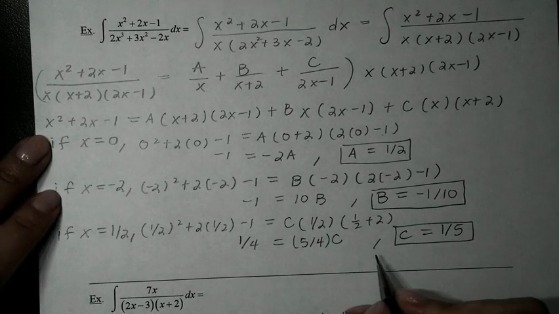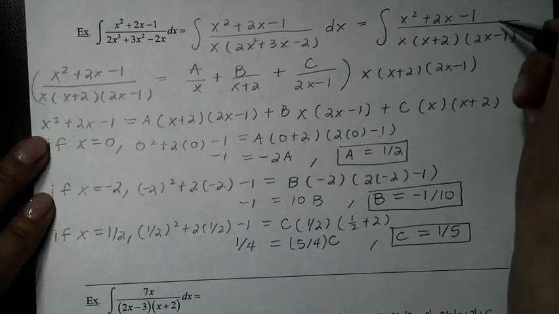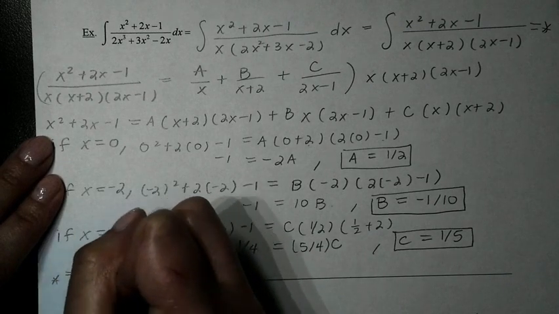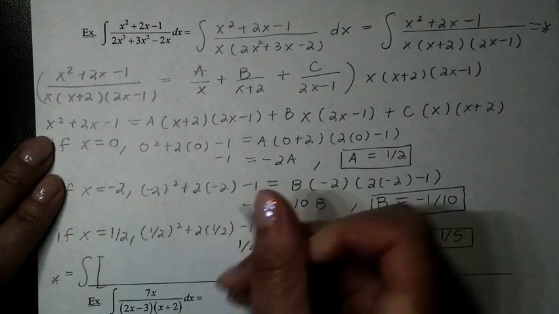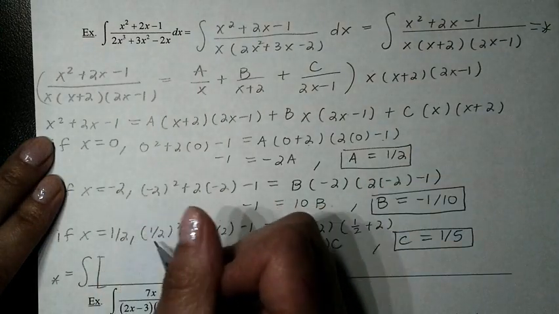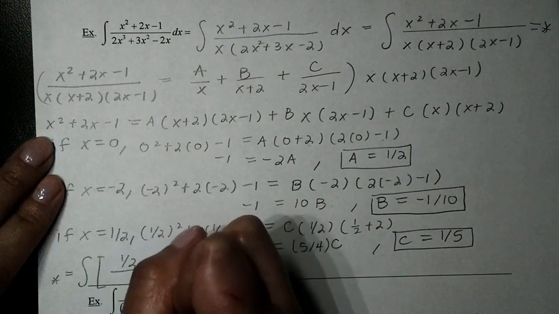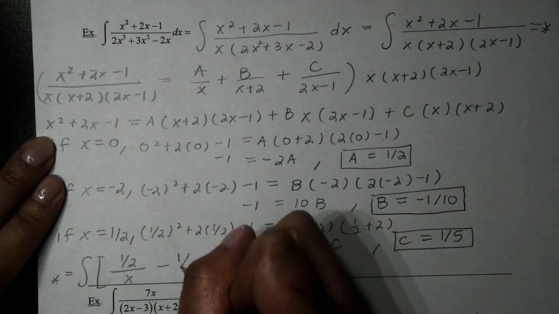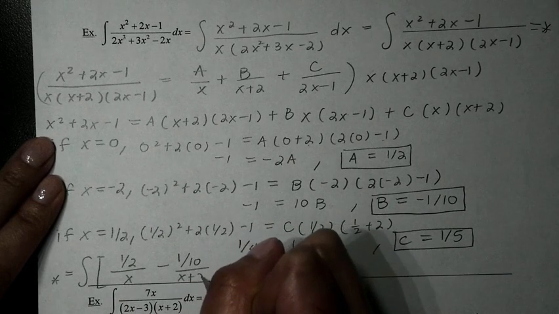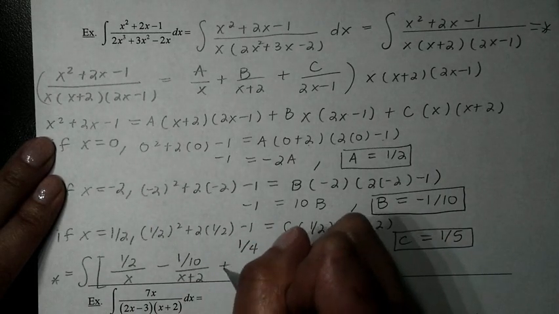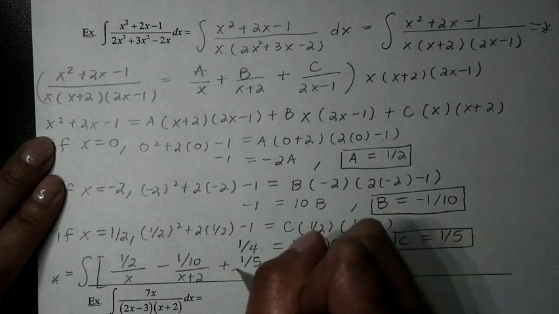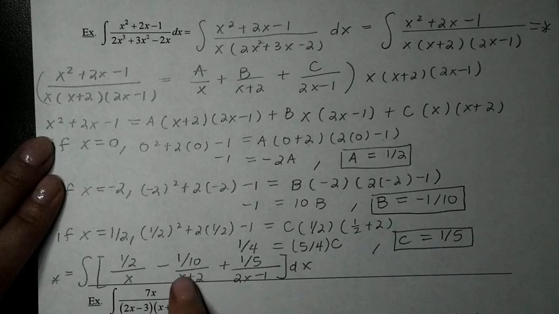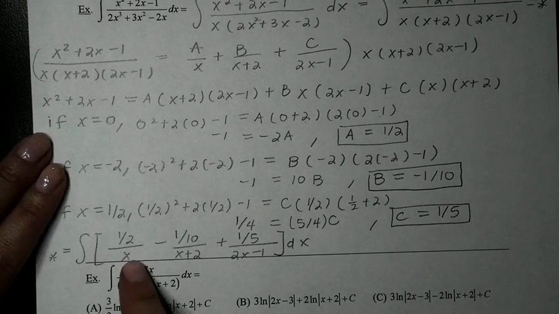So what do you have here? What we have is that star, let's call this one star. What's going to be star? It's going to be the integral, and let me make it big, of a, which was 1/2, so I put it here, x, minus 1/10, put it like that, x plus 2, and then you have plus 1/5, 2x minus 1, close it, dx. What do you have here? A bunch of logs.